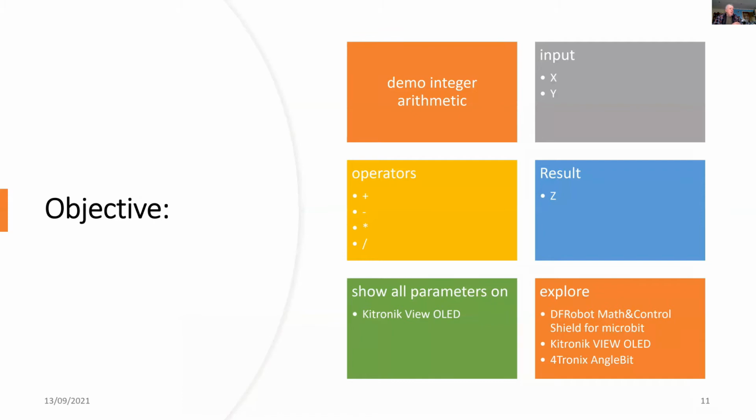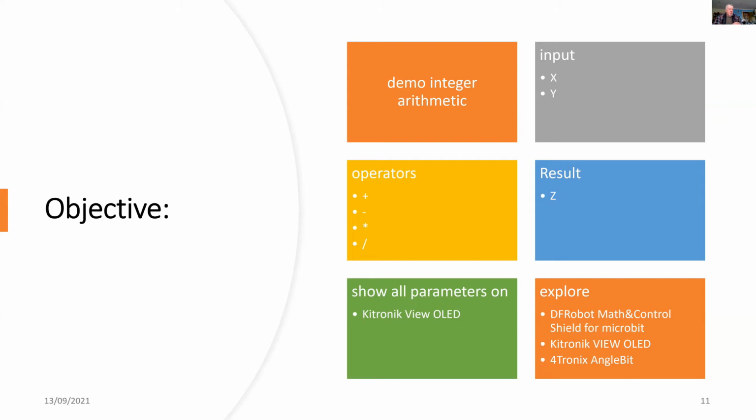So my objectives on this project are to do simple integer arithmetic with inputs X and Y, and using the operators, the result of X plus the operator, Y, and the result is Z. So I'm going to show the results of not only the answer, but also the steps involved on the Kitronik View OLED screen. And part of this is to explore a combination of modules.